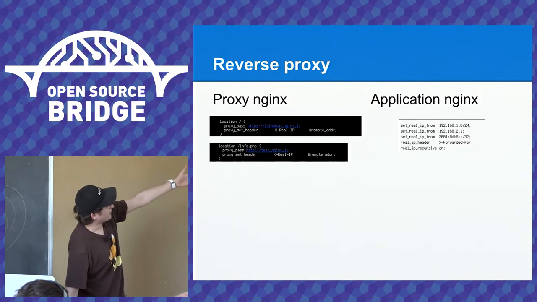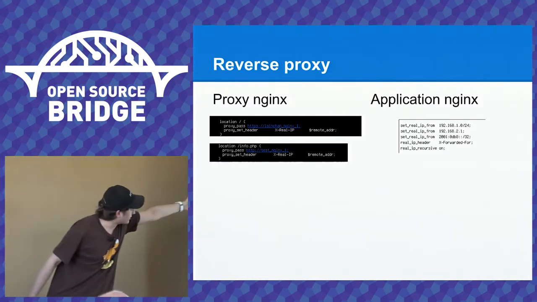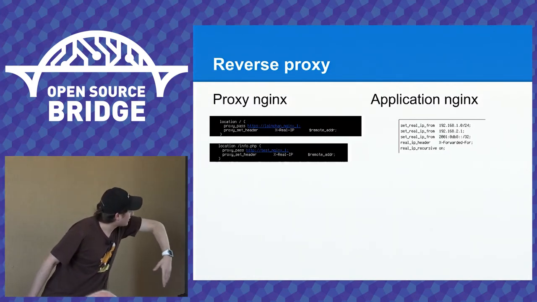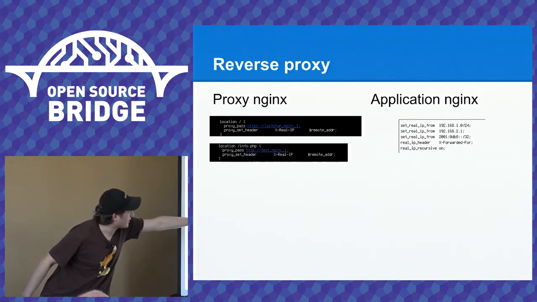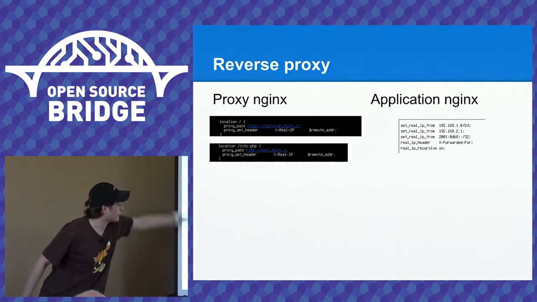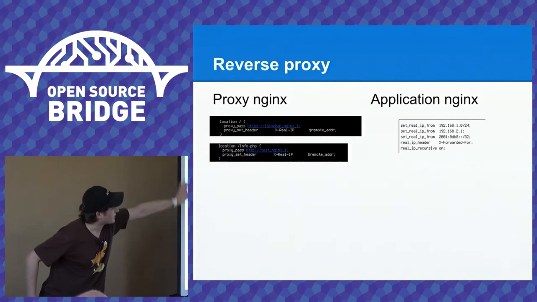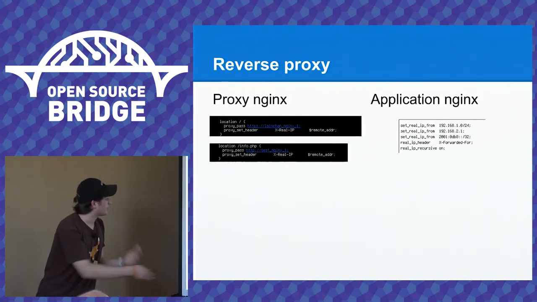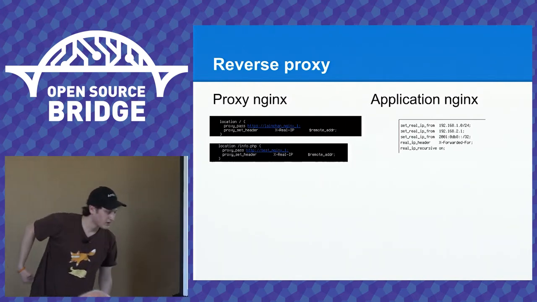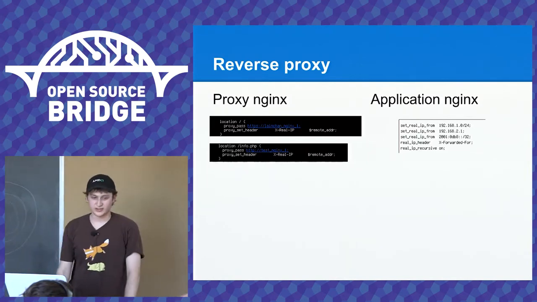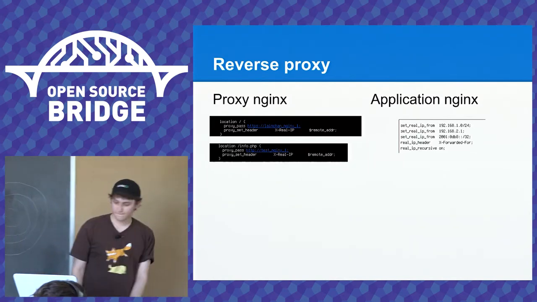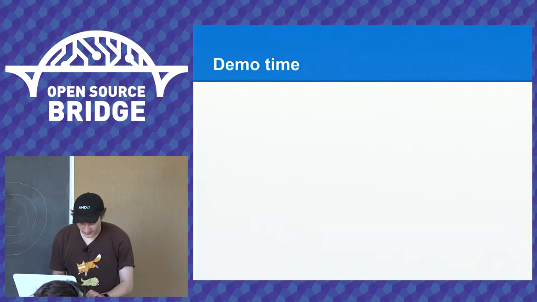There's a configuration. It's very, very easy. The proxy looks like this. You pass the proxy. On the application side, you set the things to make sure that everything works and your logs say the right IP address and all that stuff. High availability reverse proxy stuff, just applied to Docker. Let's take a look at how this works.